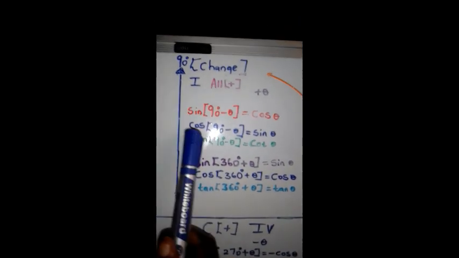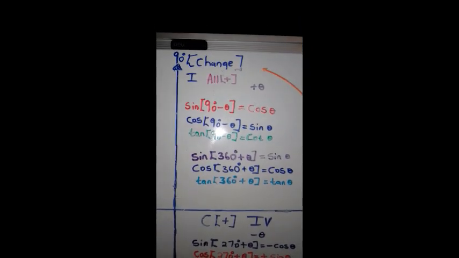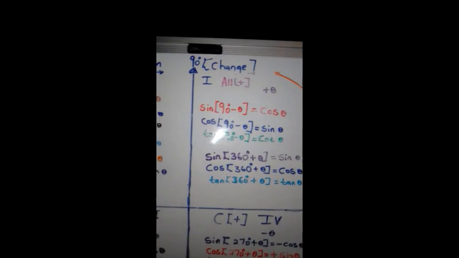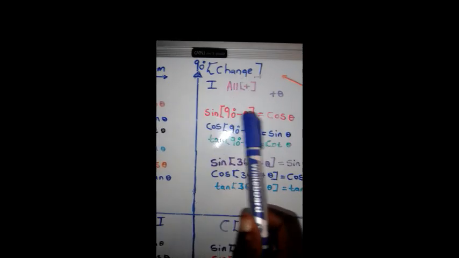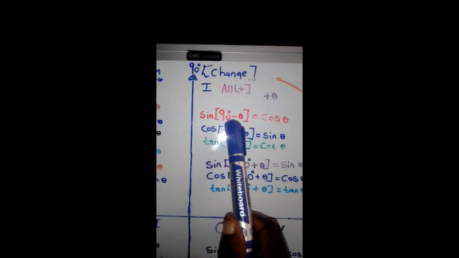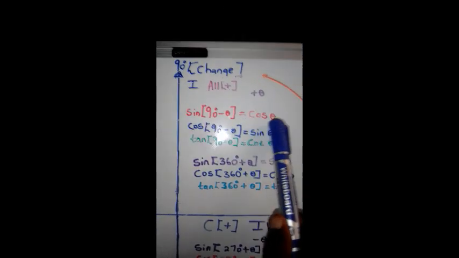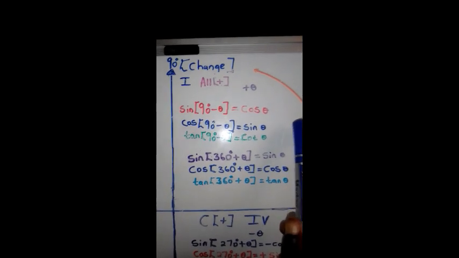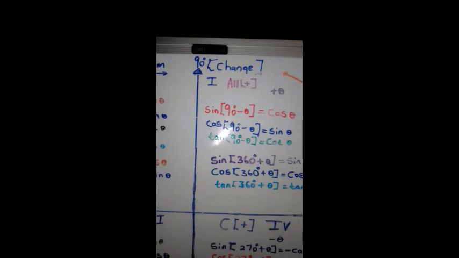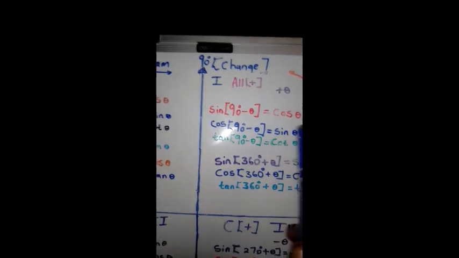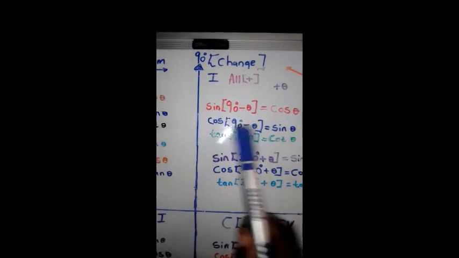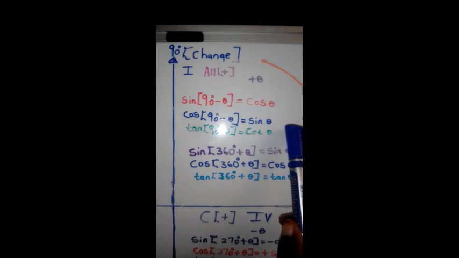Now, if we say sine of 90 degrees minus theta, 90 means what? 90 means change. Sine is positive on the first quadrant, so sine will change to cos theta. Let's do another one. Cos of 90 degrees minus theta. On the first quadrant, cos is what? Cos is positive. So 90 means change, and this one will change to sin theta, positive sin theta.